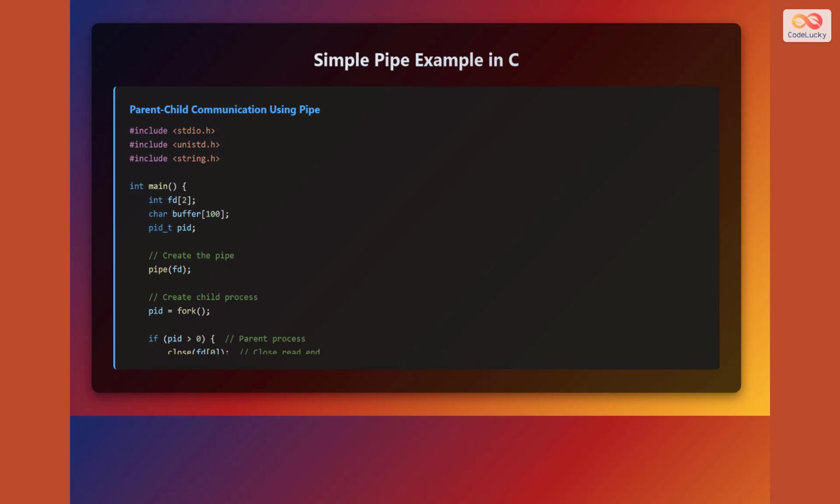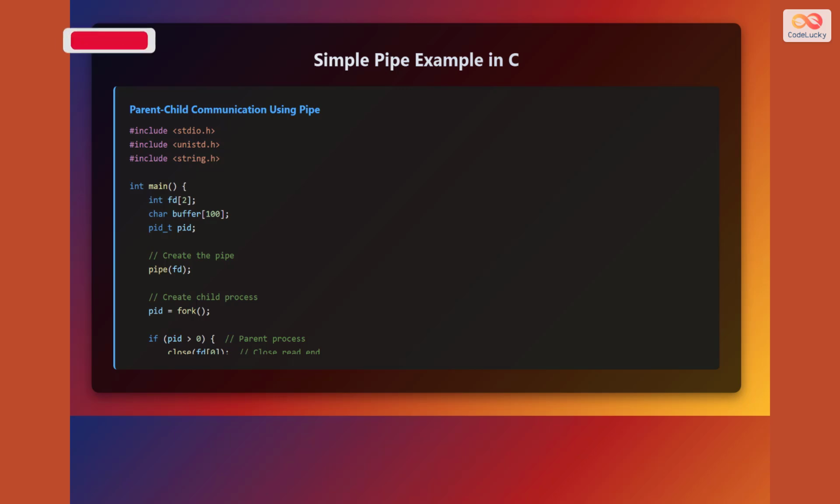If pid is greater than 0, we are in the parent process. Here we close the read end of the pipe, that is fd[0], and write the message "hello from parent" to the write end of the pipe, that is fd[1]. Then we close the write end.